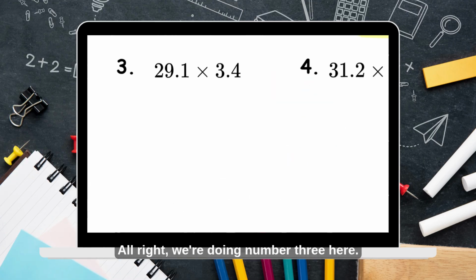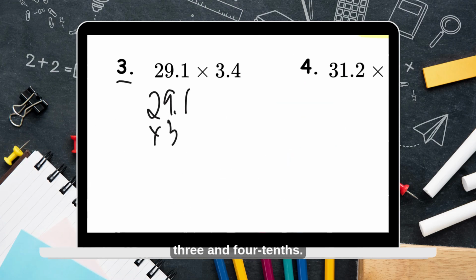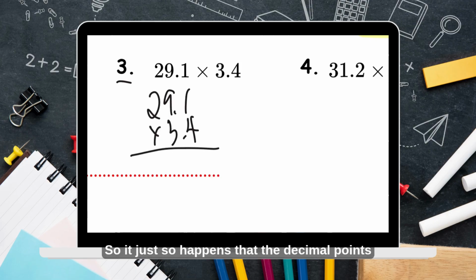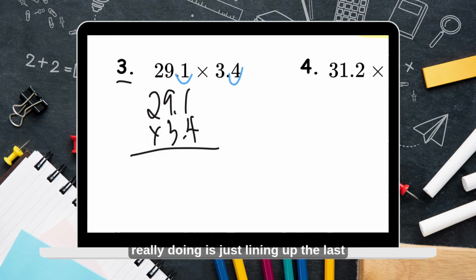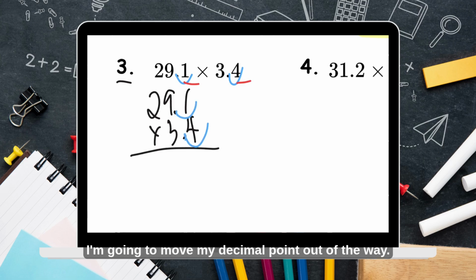All right, we're doing number 3 here, so we have a 29 and 1/10 times 3 and 4/10. So it just so happens that the decimal points end up lining up, but you don't necessarily have to line up the decimal points. What you're really doing is just lining up the last digit and going from there. So like we have been doing all along here, I'm going to move my decimal point out of the way. So I moved it out of the way 2 spaces, and now I'm simply going to multiply.